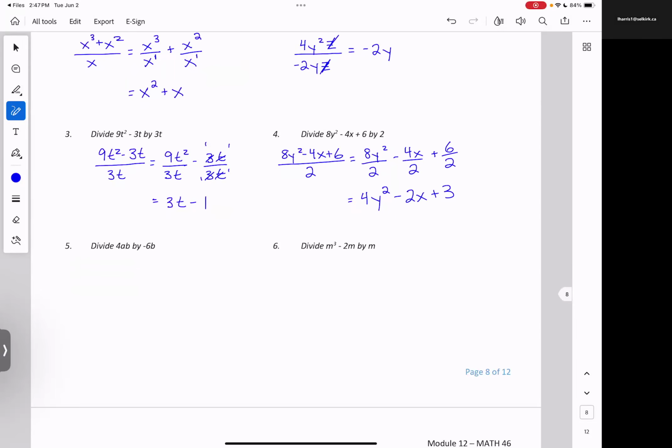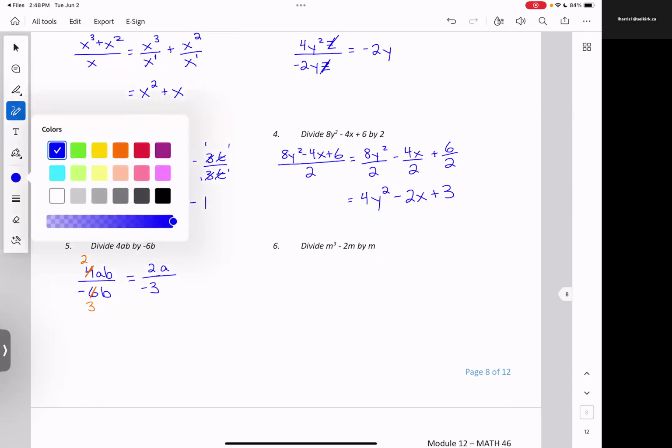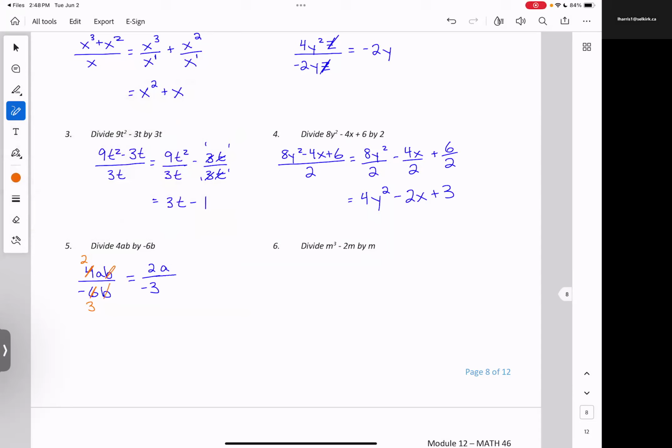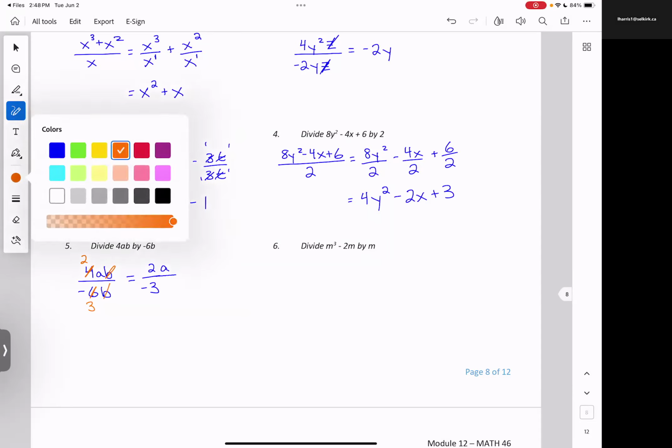All right, next question. We have 4ab being divided by negative 6b. Okay, so we need to divide those coefficients. Here we're not going to get a whole number though. We could actually divide each of these by 2 to get a 2 and a 3. And so when we simplify that, we get 2 over negative 3. And then our a just stays as it is. We don't have an a in our denominator. And our b's cancel out. So we just end up with 2a over negative 3.